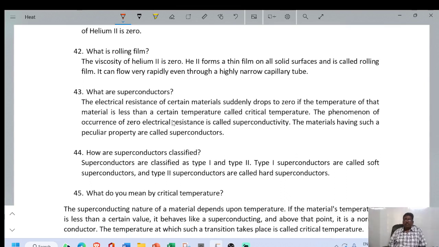The electrical resistance of certain materials suddenly drops to 0 if the temperature of that material is less than a certain temperature called critical temperature. The phenomenon of occurrence of zero electrical resistance is called superconductivity. The materials having such a peculiar property are called superconductors. If T is less than Tc, then R equals 0, electrical resistance equals 0.